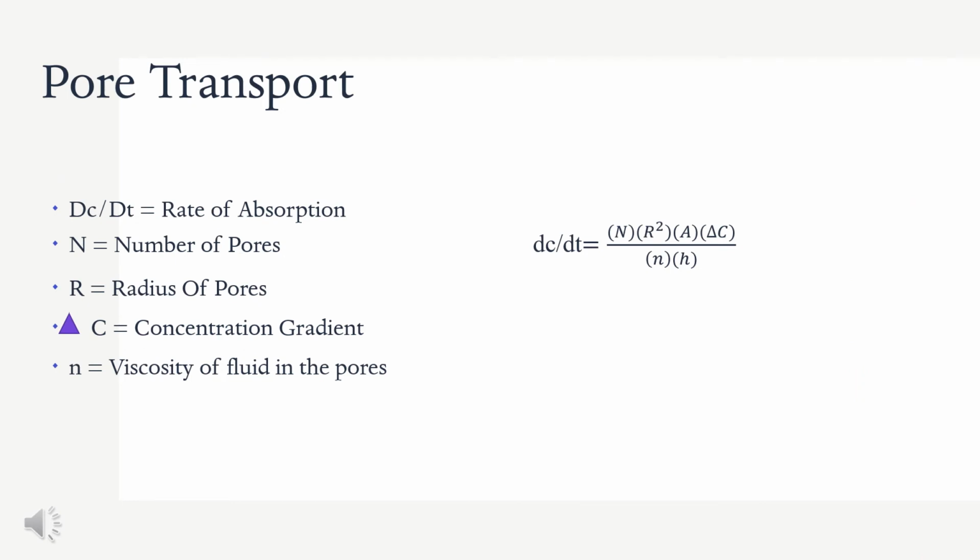For pore transport, this equation is applied: dC/dt equals N times r squared times A times delta C over n times h. The dC/dt is the rate of absorption, N is the number of pores, r is the radius of the pores, delta C is the concentration gradient, and n is the viscosity of the fluid in the pores.